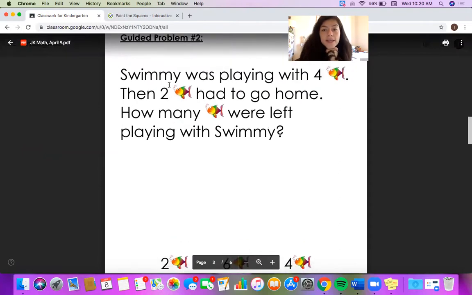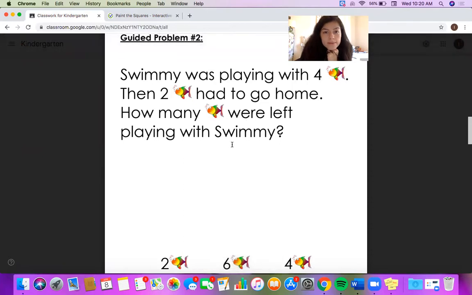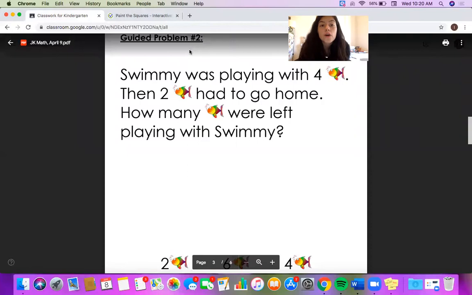Swimmy was playing with 4 fish. Then 2 had to go home. How many fish were left playing with Swimmy? Okay. As always, girls, let's read the problem a second time, and this time we're going to circle our values.